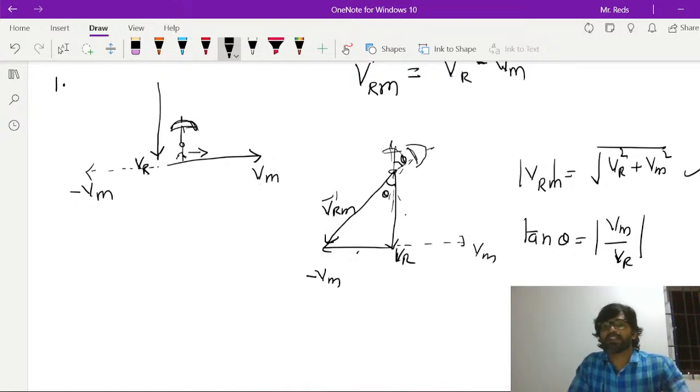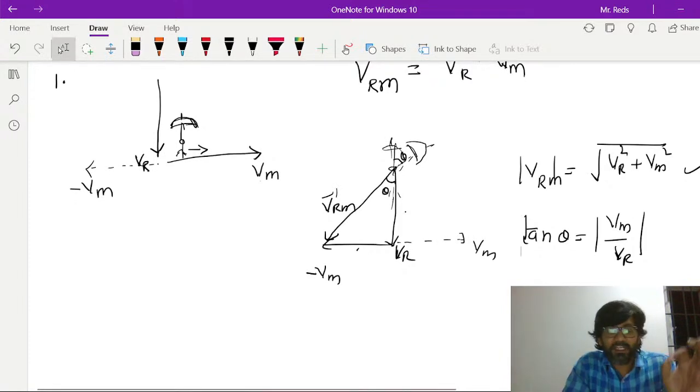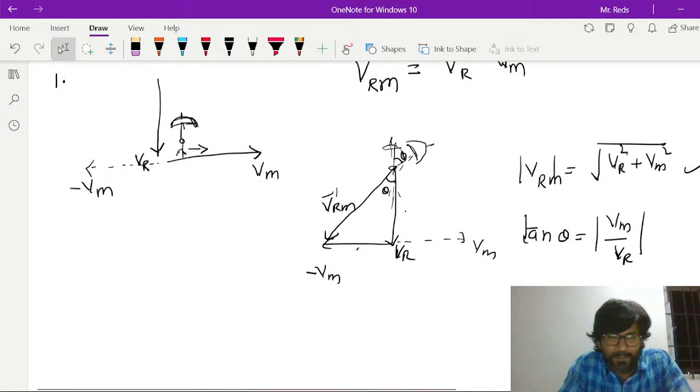From this you can find the theta value, that is the angle through which he has to rotate the umbrella front side towards the front when he is moving. So this is what you have to understand. This is one of the cases of rain umbrella problems, the first case, when rain is falling down and the man is moving with velocity.